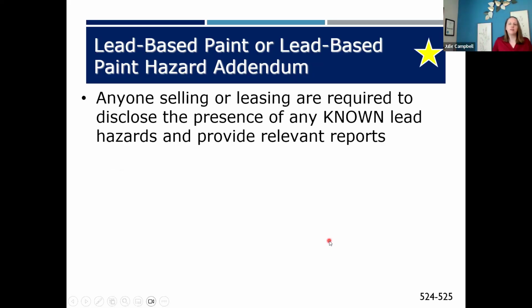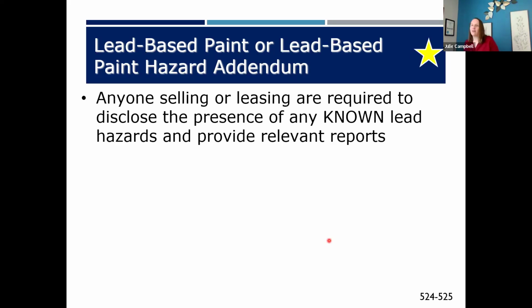Under the Act, anyone selling or leasing is required to disclose the presence of any known lead hazards. And if they have reports, they have a duty to provide those. If you're a do-it-yourselfer and you paint your own house, you may or may not know that you can chip off some of that paint, send it into a lab, and have it tested for lead. If you hire contracted work to come in and paint your house, they're going to chip off some of that paint. They're going to have it sent in and have it tested for lead. So if you're a do-it-yourselfer, you may not know. Anybody can only disclose what they know.